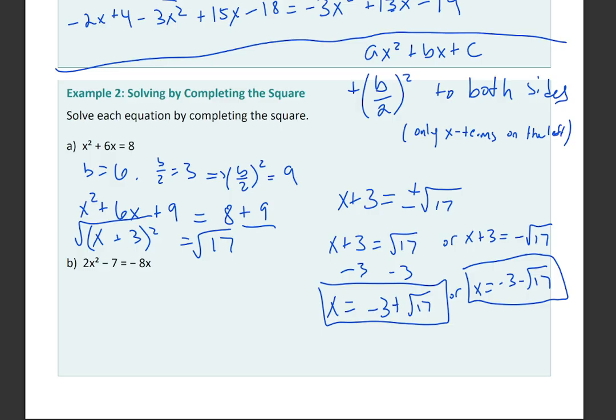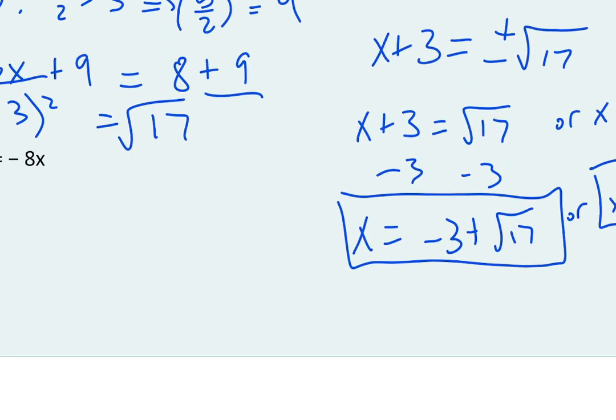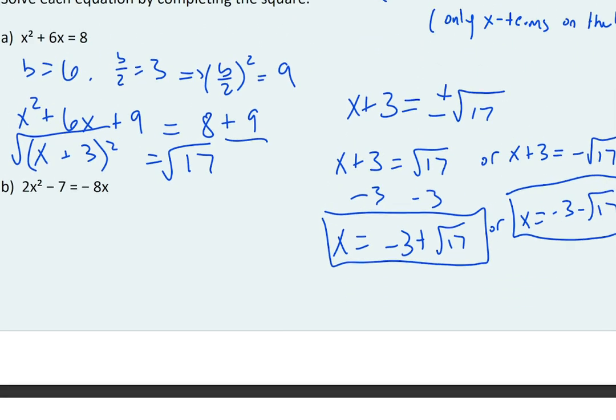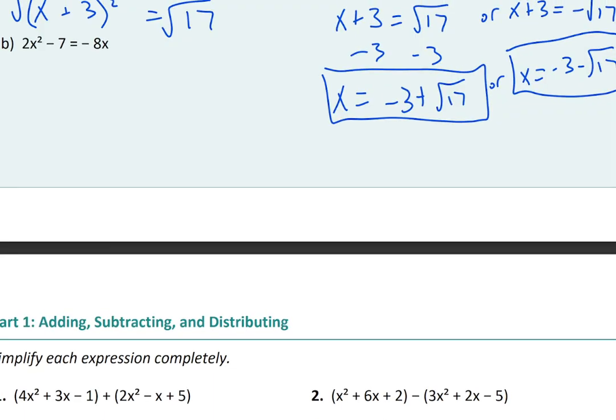Now let's look at 2x squared minus 7 equals negative 8x. I'm going to make it bigger so that I can write in this smaller space. We're going to focus in right under B. Let me give myself that extra room. So now we're looking at 2x squared minus 7 equals negative 8x.